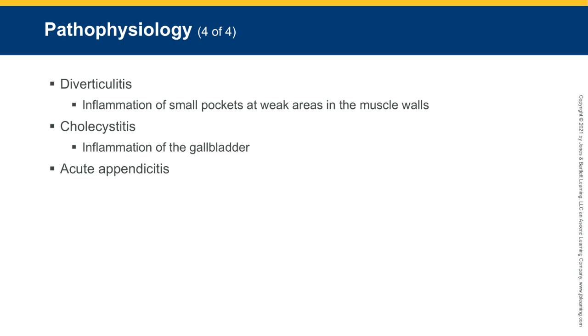Several conditions can cause acute abdomen, including diverticulitis, which involves inflammation of small pouches in the colon, cholecystitis, or gallbladder inflammation, and acute appendicitis, which can result in rupture if untreated. Recognizing these conditions early is crucial in emergency medical care.